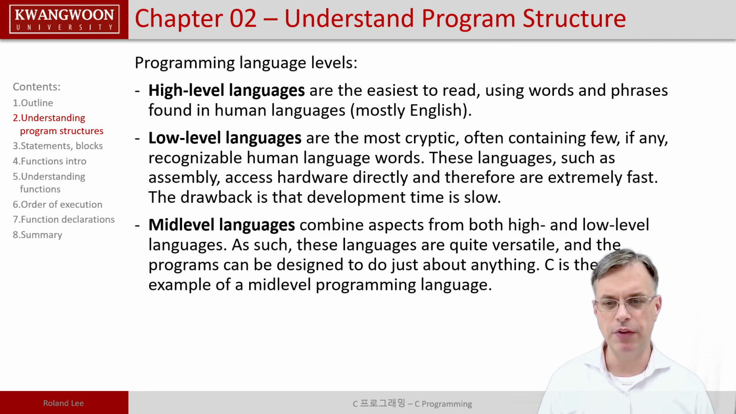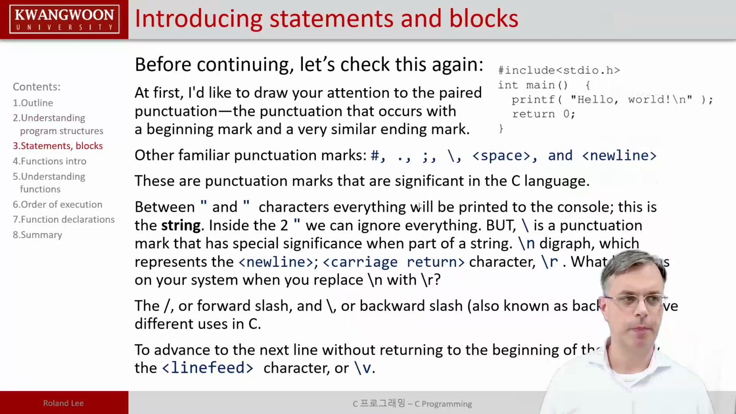About mid-level languages, we know that they combine aspects from both high and low-level languages. As such, these languages are quite versatile, and the programs can be designed to do just about anything. C is the prime example of a mid-level programming language. So let's check again.